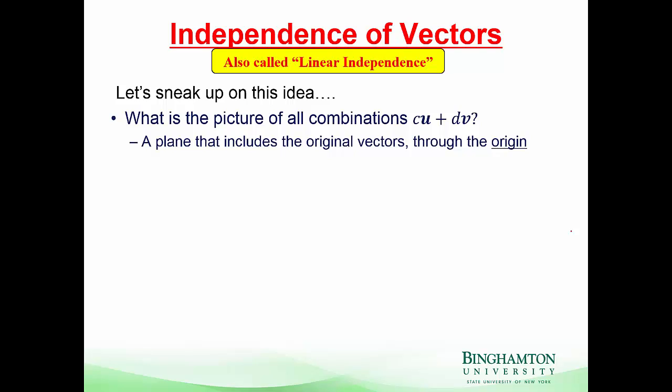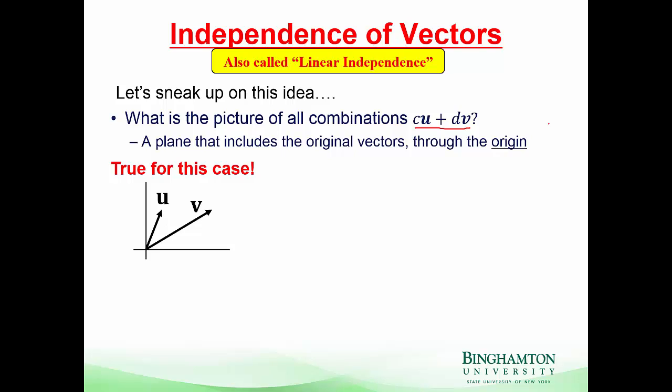And that leads us to the idea of independence of vectors. And some books will refer to this specifically as linear independence. But when you're in the middle of a linear algebra course, linear independence is kind of redundant. Independence says enough. So let's sneak up on this idea and talk about this example where we've got 2 vectors that we're forming a linear combination from. And we say that it's a plane that includes the original vectors, that goes through the origin.